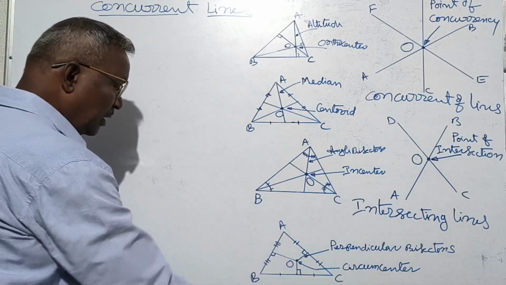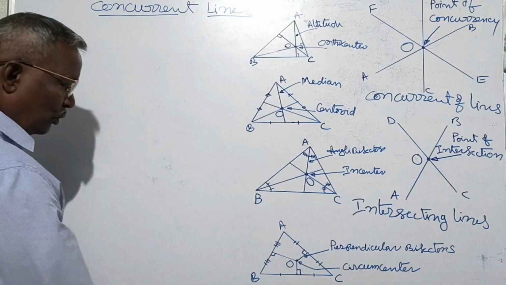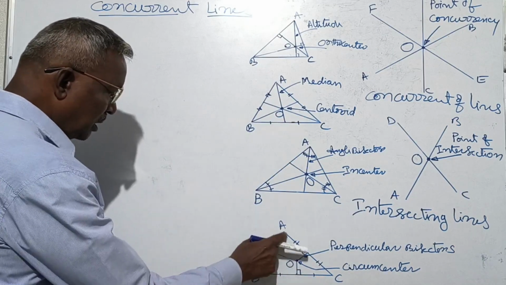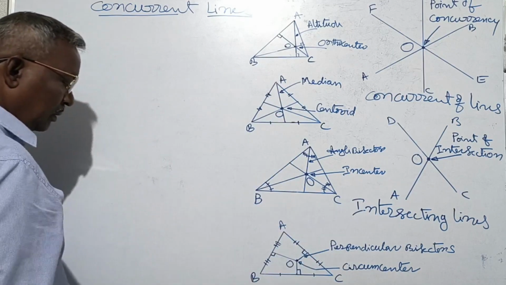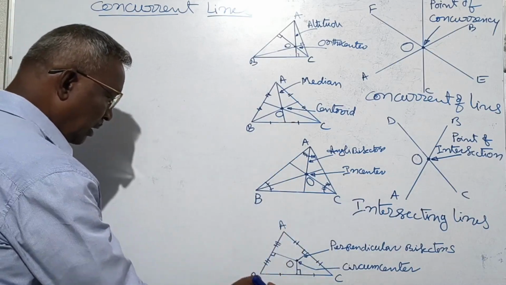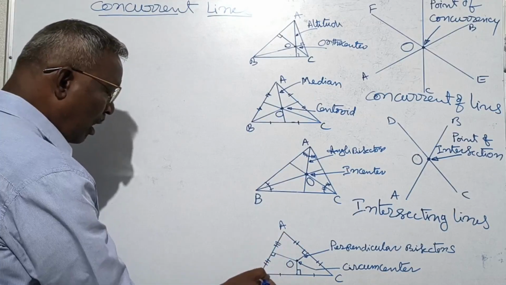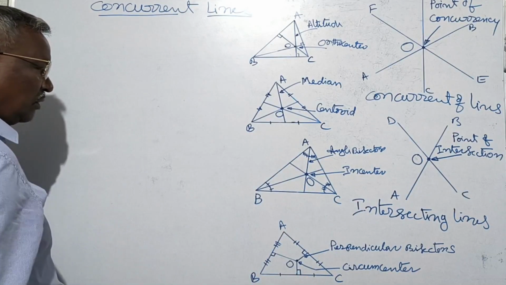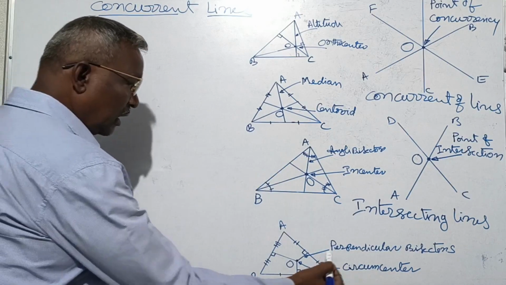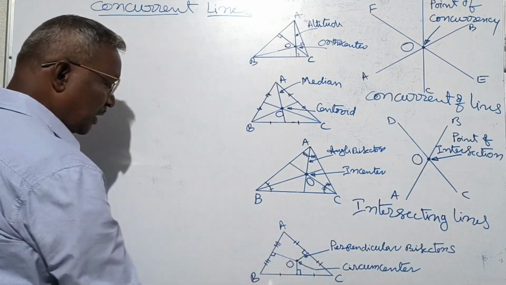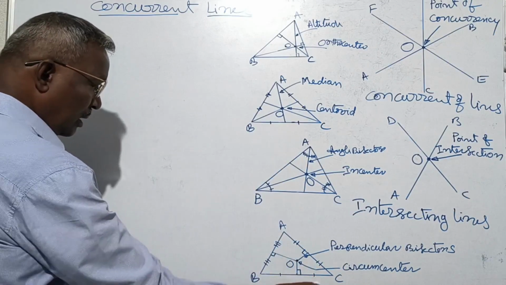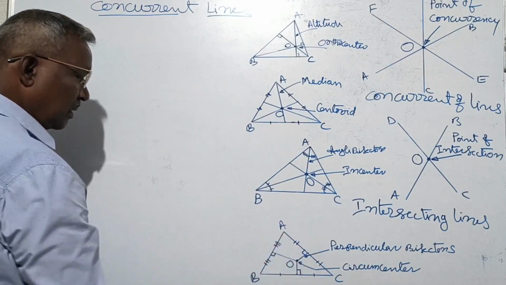Circumcenter means the distances from that point to any vertex are equal. You can take that as a radius, then draw a circle. It will touch all three vertices. Here, at the perpendicular bisectors, that is the circumcenter, and the circle will touch all three vertices.